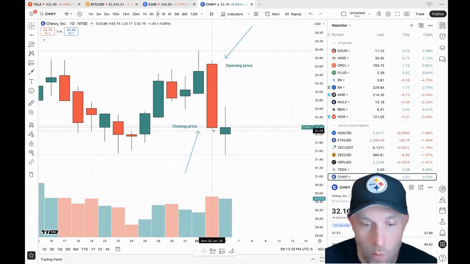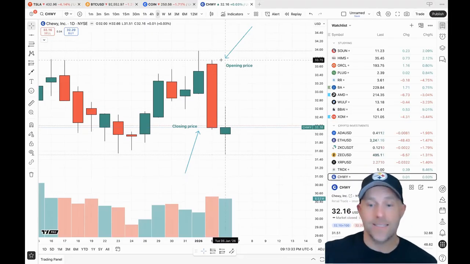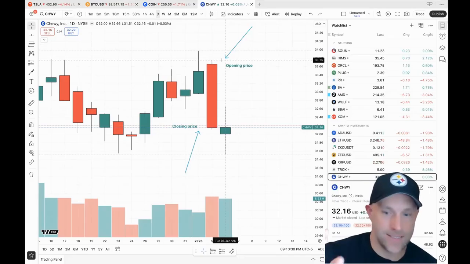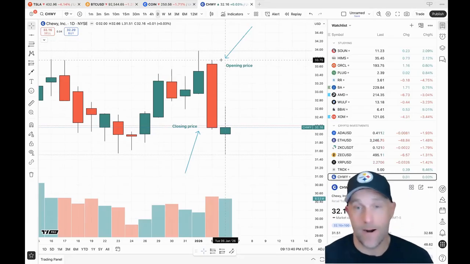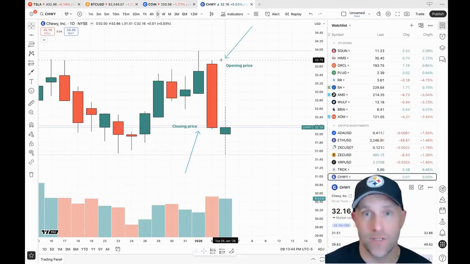So if that lower wick, the bottom of the wick, is the lowest price of the day, the upper wick is the highest. It's the highest price of the day. All right. So that's it, guys. The 4 parts of candlesticks.